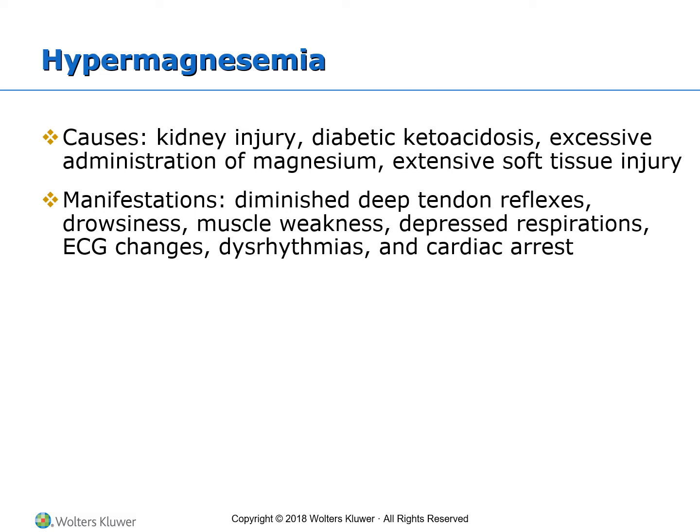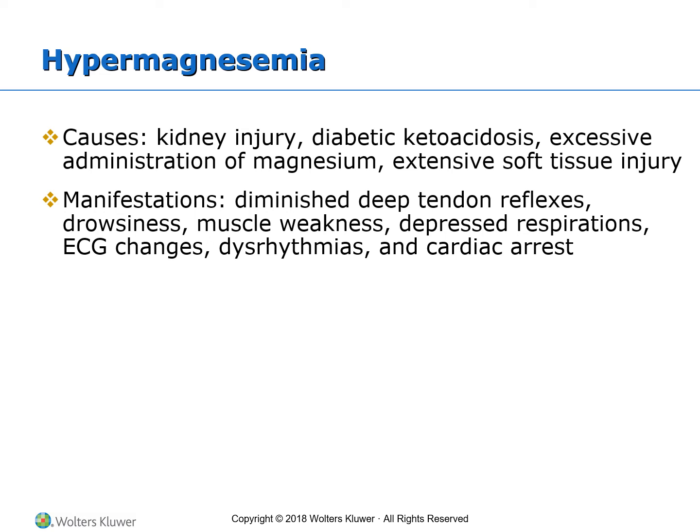Hypermagnesemia is a magnesium higher than 3.0 milligrams per deciliter, and its most common cause is kidney injury. So if you see someone with elevated magnesium, look at their kidneys and see what their kidney function is doing. Look back at the history, see if they have any chronic kidney disease. Maybe it's an acute injury.